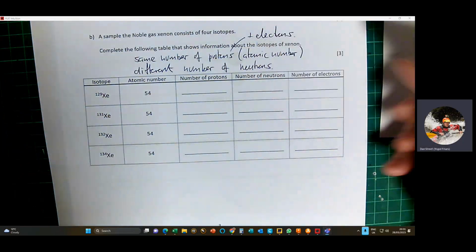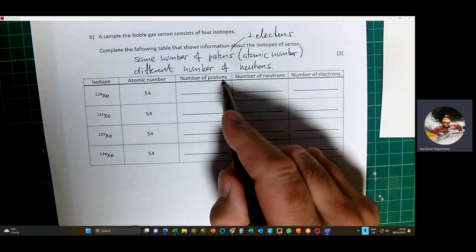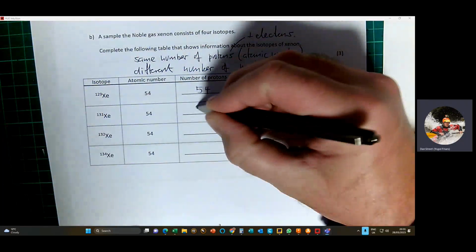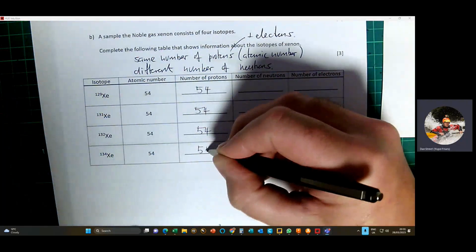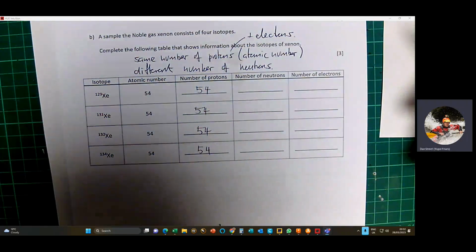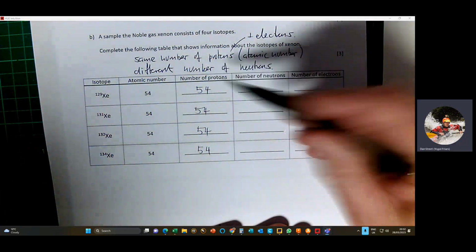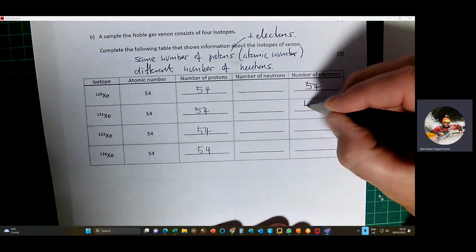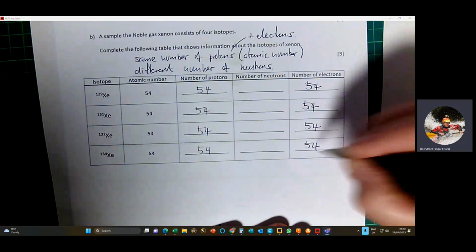Okay, so there are 3 marks for this question. So if you look at the first column here, the number of protons is the atomic number, and they're all xenon, so they're all 54. Now, because these are all atoms and electrically neutral, then the number of electrons is the same as the number of protons, because they balance or cancel each other out. So that's 54, 54, 54, and 54.